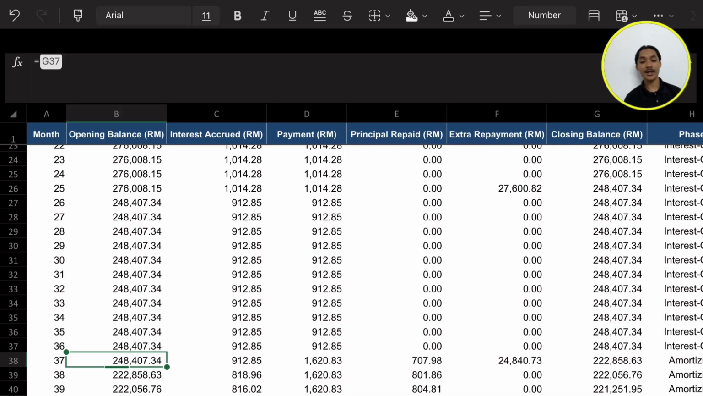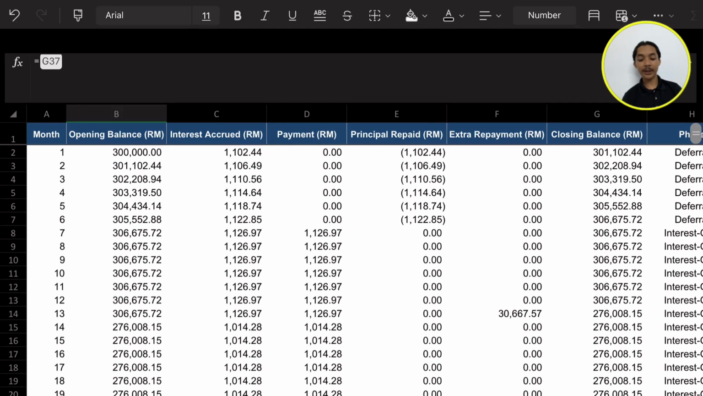So you can see, that's the difference. To summarize question 1, for part 1, the normal monthly installment from month 37 onward is, let's change back to 4.5%. So let's go back to the normal monthly installment from month 37 onward. If the annual rate is 4.5%, it is 1,620 ringgit and 83 cents.